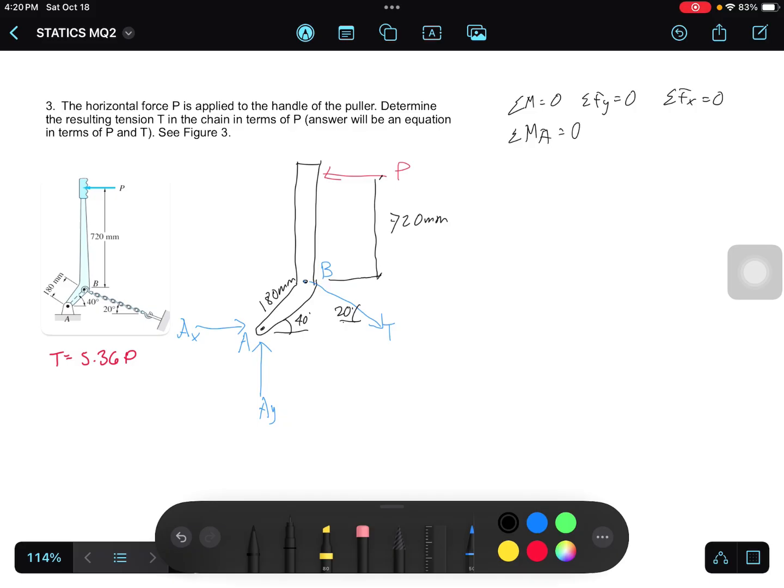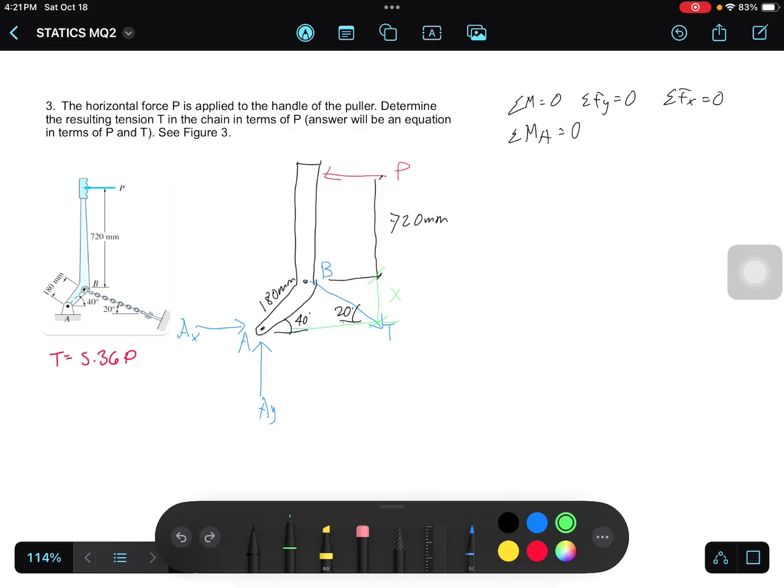Ano ang applied force? It's P. So, what's the distance of P dun sa point na A? Wala pa. So, we need to get this missing distance. Pag ginad doon, yun na yung distance ni point A to our force P. Yun ang kanyang moment arm kasi. So, let's find X. So, let's call that X.